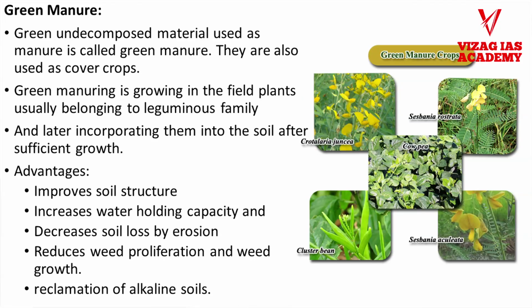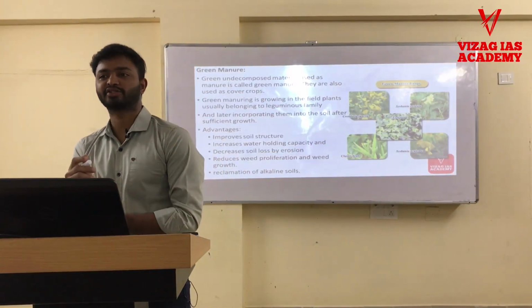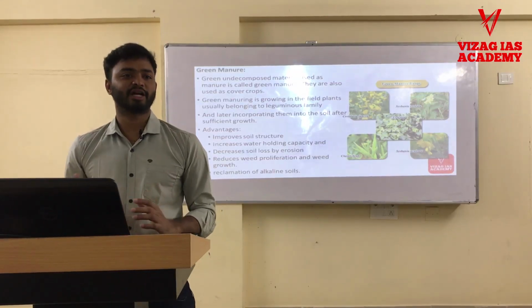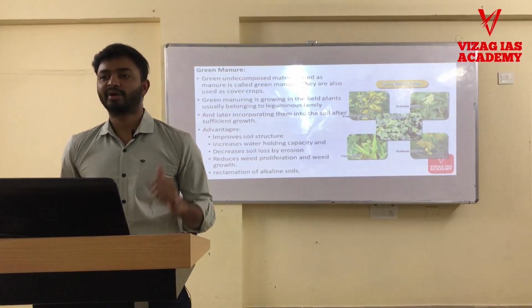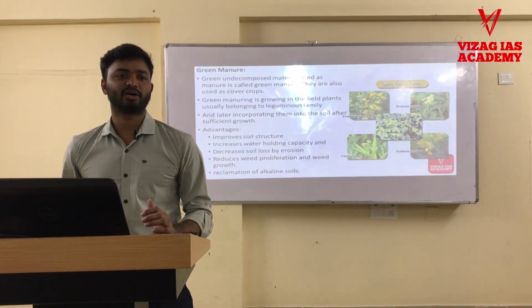Green manure is different from other types of manure. Generally natural manures or organic manures are thought to be of decomposed and fermented organic matter, which is applied to the soil to increase the fertility. But green manure is different. It is undecomposed matter which is present on the ground.